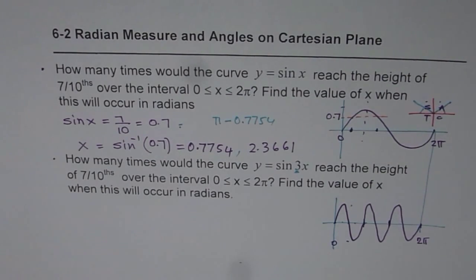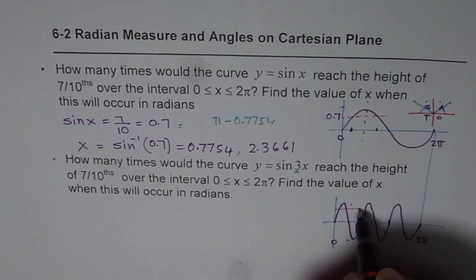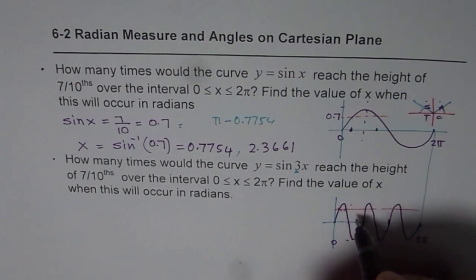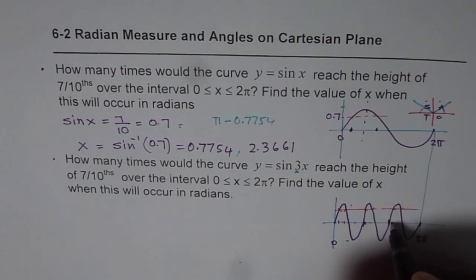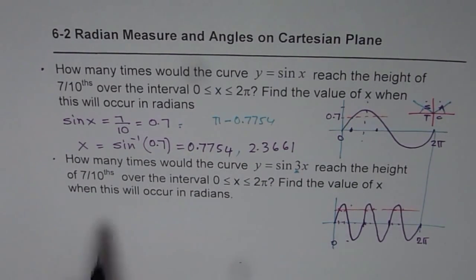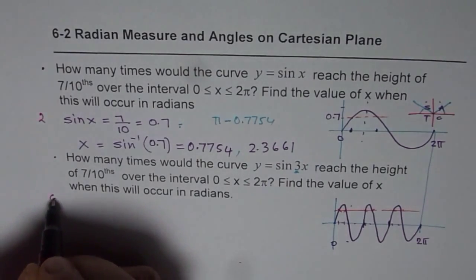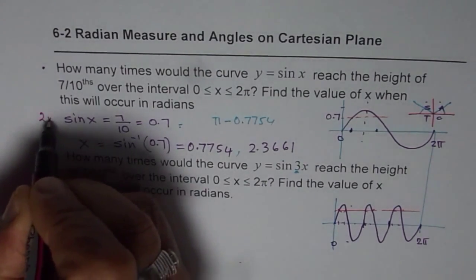Now, since there are 3 sine waves, you can see very clearly that there are going to be 6 values. Do you see? 2 in each. So that means we have 6 values. Perfect. So how many times would this occur? In this case it will be 2 times, correct? In this case it will be 6 times. Do you understand? That is it.